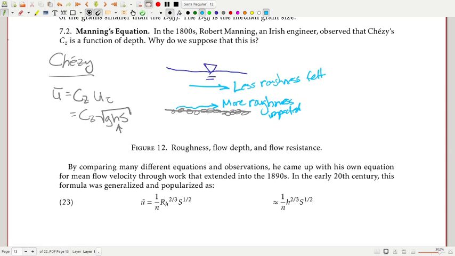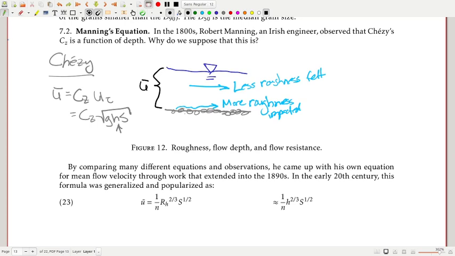So the thing with Chazy's equation is it's trying to solve the mean flow velocity, right? And by the mean flow velocity, what I mean is that u bar applies to this entire flow. So u bar, you can think of it as the velocity at the bottom plus the next velocity plus the next velocity plus the next velocity, divided by the number of boxes you subdivide this total velocity profile into in order to achieve that mean.